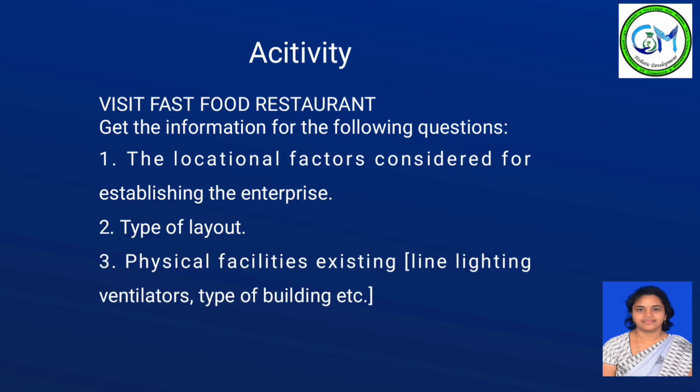Next is the activity that I give to students: visit any fast food restaurant or any service organization and collect the information for the following questions. The first one is what are the locational factors that they consider to establish the enterprise, the second one is what type of layout they designed in their organization, and the third one is what are the physical facilities existing in their layout in their production or operations. Collect this information and build a strategy that they used.